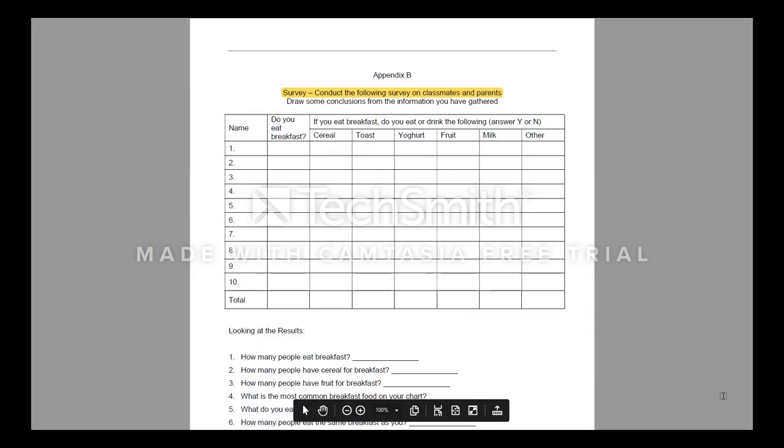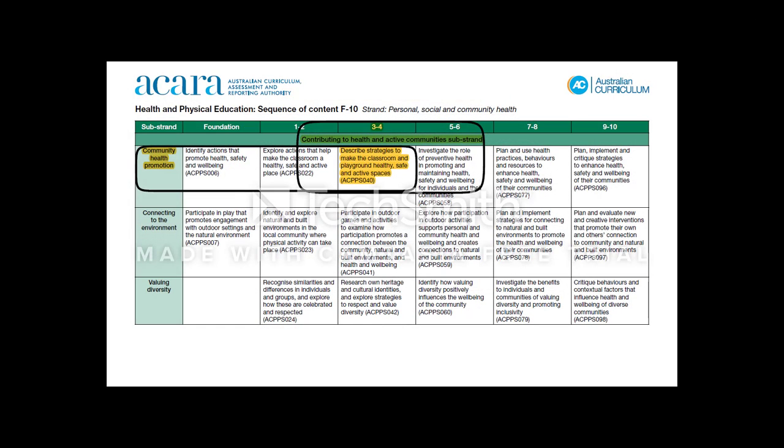This descriptor is demonstrated in the Healthy Eating Survey activity, where students are required to formulate the results into tables and charts to analyse. The second substrand is contributing to health and active communities in the community and health promotion thread. The descriptor describes strategies to make the classroom and playground healthy, safe, and active spaces.